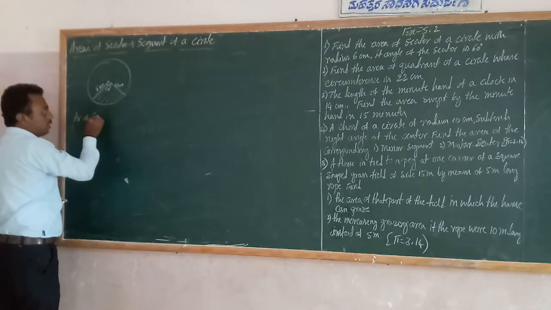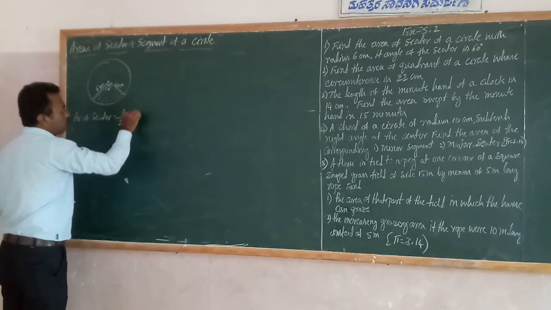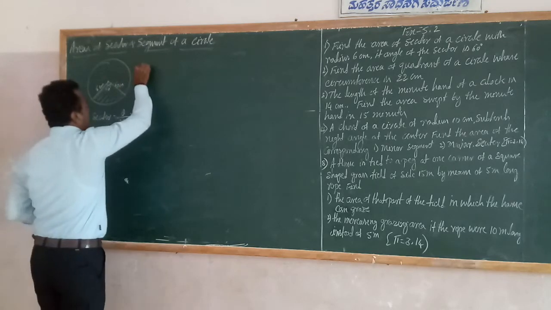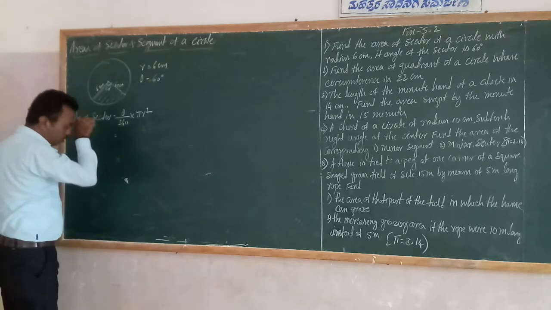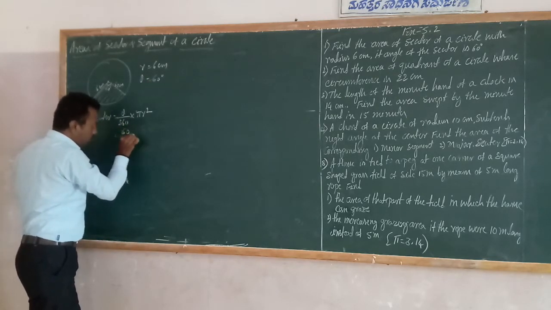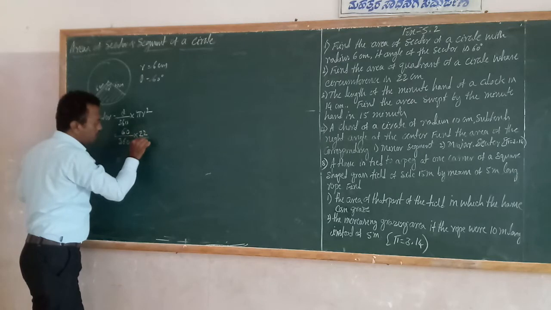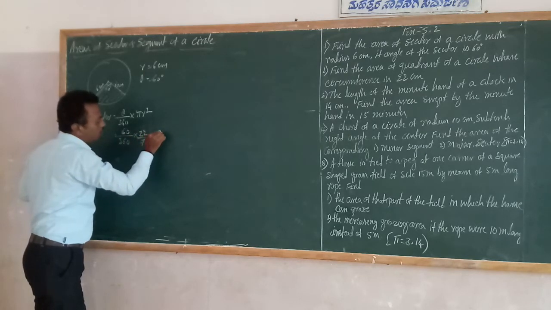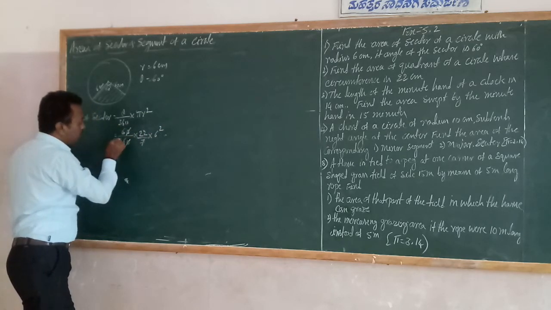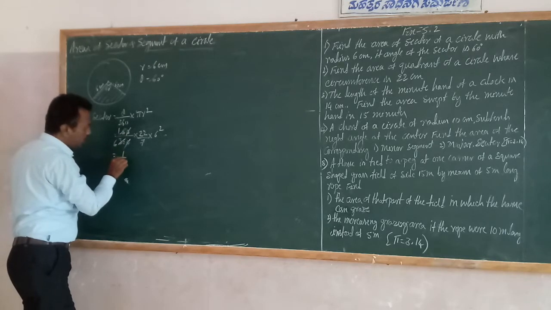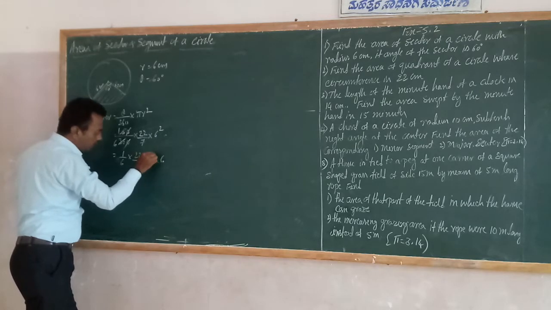Which type of sector? This is a minor sector. Area of sector is equal to theta by 360 into pi r square. The radius given is 6 centimeter, theta given is 60 degrees. Now we have to substitute in this formula. Theta means 60 by 360 into pi means 22 by 7 into r square means 6 square, 6 into 6. 6 ones are 6, 6 sixes are 36. Therefore 1 by 6 into 22 by 7 into 6 square means 6 into 6. So again 6 and 6 get cancelled.